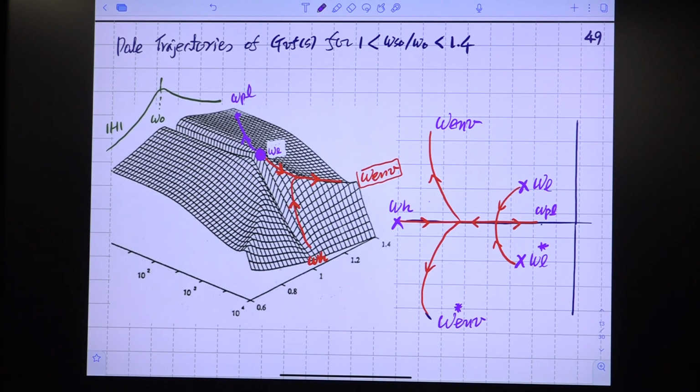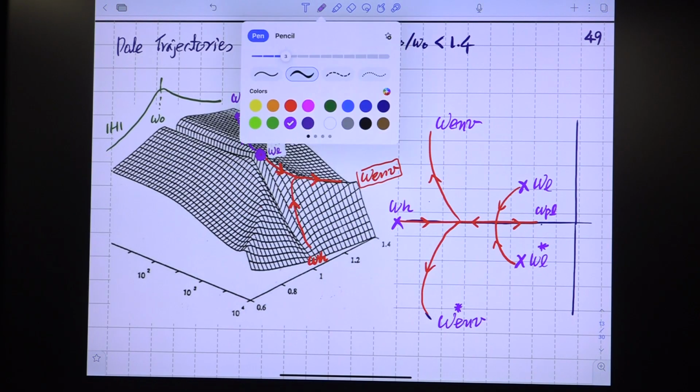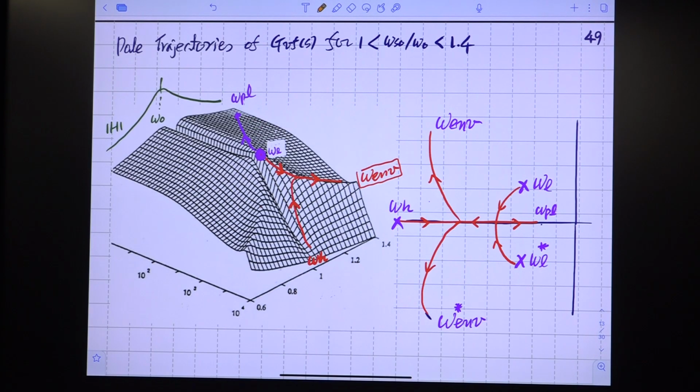Okay, this one, I can use as many colors as I want, but you are not. Okay, sorry for that. So at this frequency, this is split. This double pole at omega L at low frequency is split into two real poles, and they meet here.